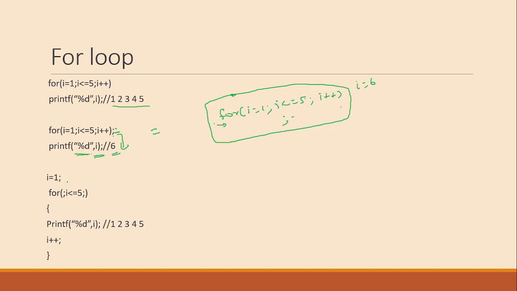Now the initialization of the for loop and the increment can be done outside of the for loop. So initialization is done outside of the for loop, the condition is inside the for loop, and the increment is also inside the body of the for loop. So this will be executing 1, 2, 3, 4, 5. So the for loop can break the conventions, and a for loop can be represented in this order also.